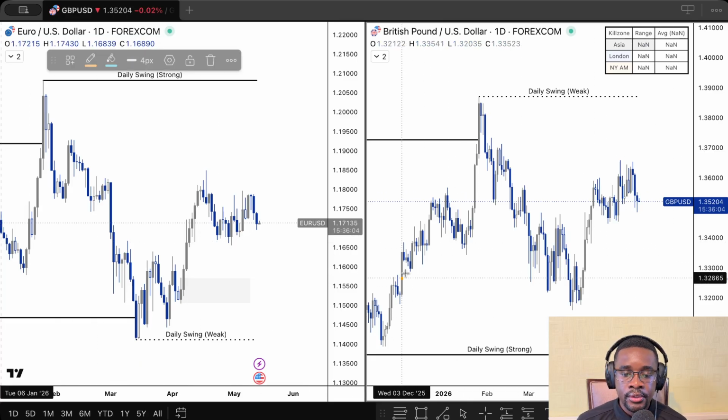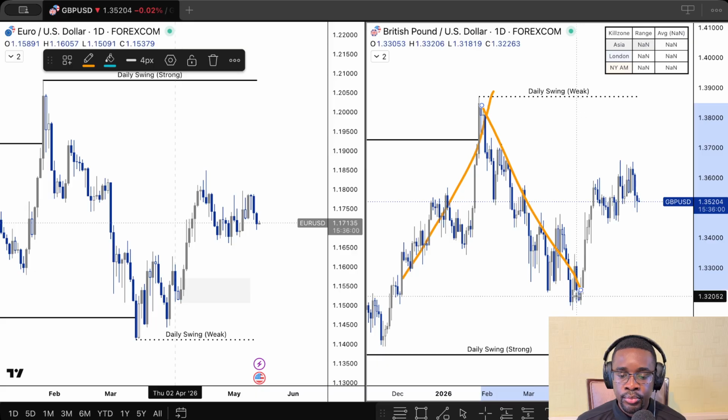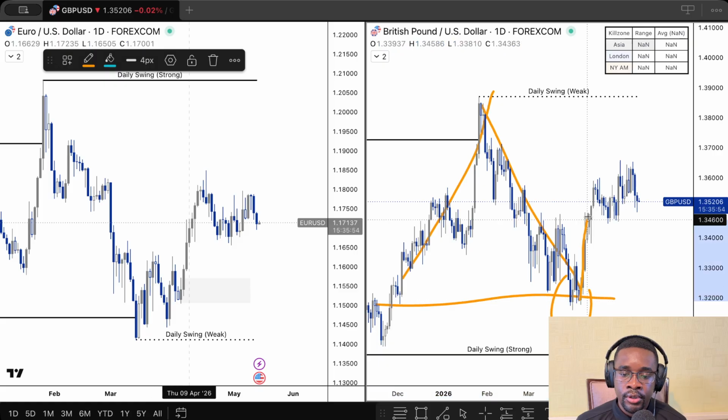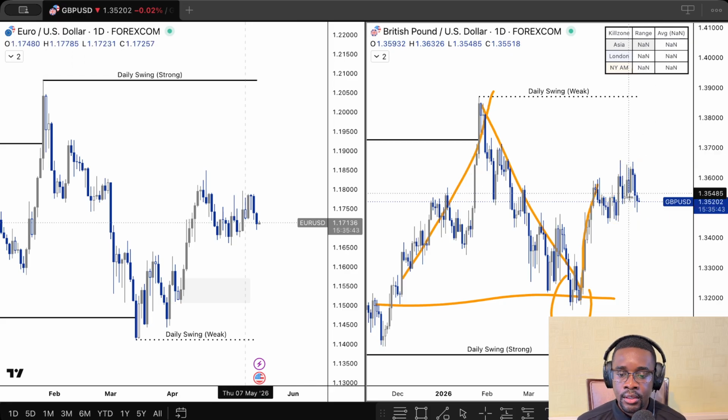For the pound, direction is bullish, but we've had a strong pullback right into discount, almost to the extreme, and then we've had an internal switch bullish, and internally we are bullish, although there's a tight range as well.